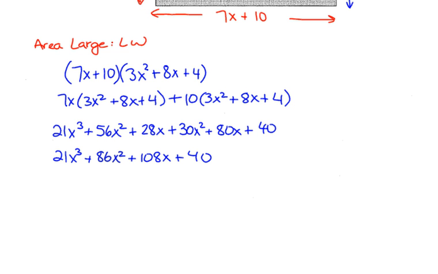So when you're done, take a look at the board. So that's the area you should have got for the large. Okay, that's fine. Now we need to do the white area.